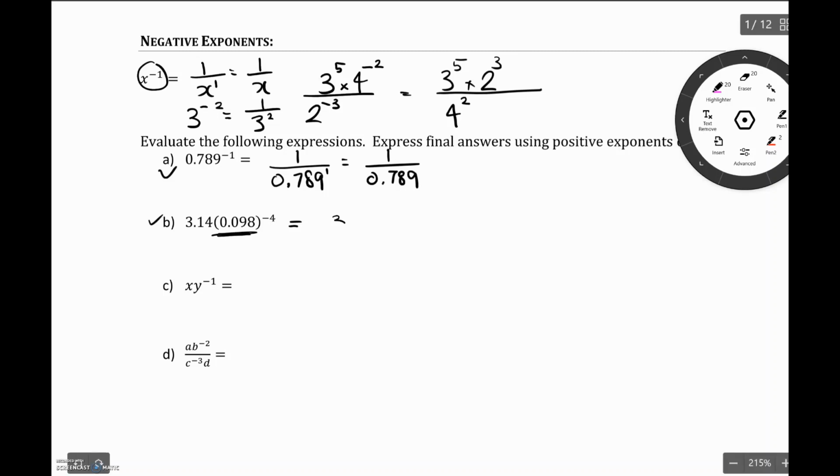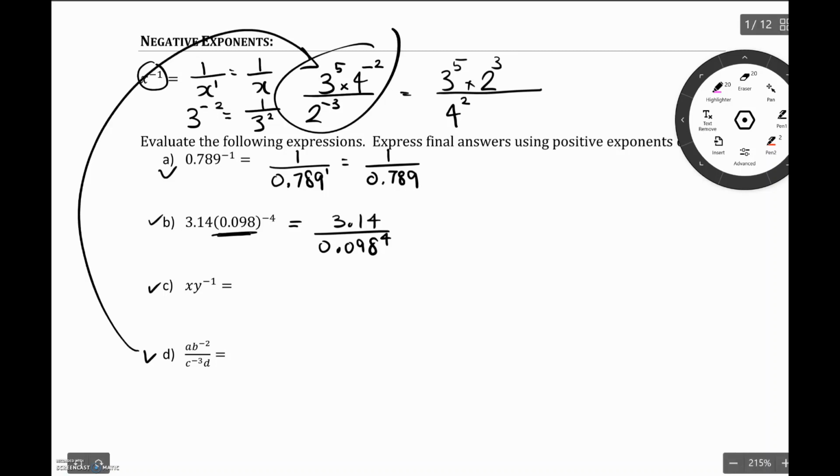So this becomes 3.14 over 0.098 to the exponent 4. Now, C and D, we'll have to use the thing I showed you right here. Whenever you move a power from either numerator to denominator or vice versa, the sign of the exponent changes. So let's look at this C.